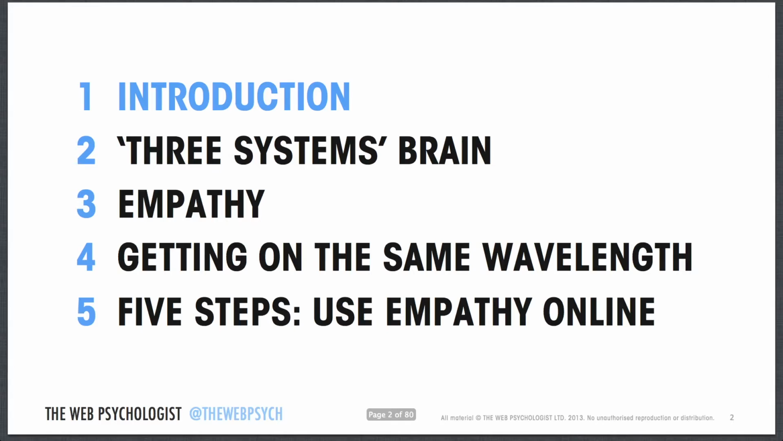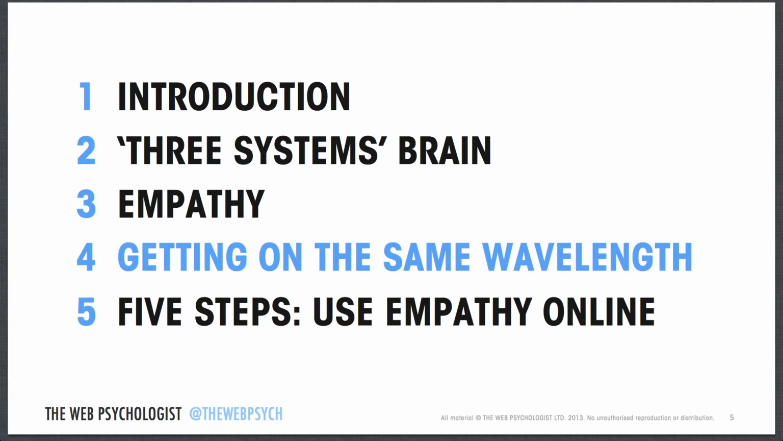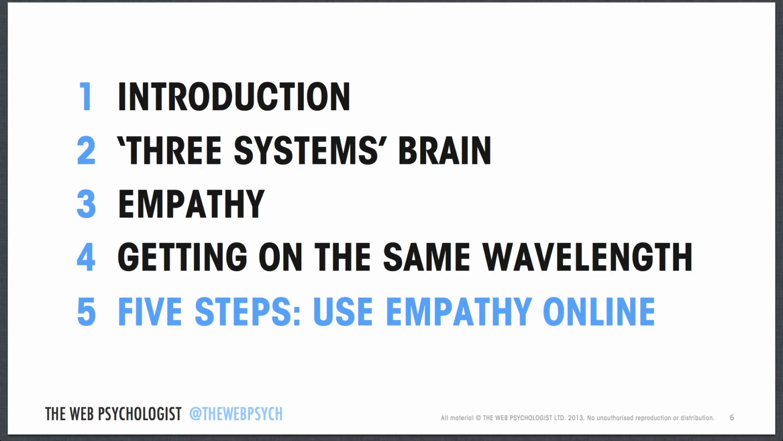In today's talk, I'm going to be looking particularly at empathy, which is something that we've heard a little bit about today. We're going to start with a brief introduction, who I am, what I do. We're going to have a look at the metaphorical three systems of the brain. We're then going to look at empathy, and then also a little bit about what you heard Susan Weinschenk talk about earlier, about neural coupling and storytelling. A couple of videos in there to prove a point. And then there are going to be five steps that you can use to implement empathy online. So how do you actually apply it in your disciplines?